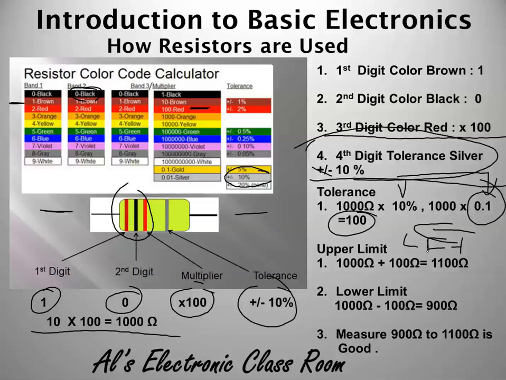Okay, now my upper limit is the value of my resistor plus 100, so 1,100 ohms. My lower limit, 1,000 ohms minus 100 ohms is 900 ohms. So if I measure this resistor, and the low end is 900 ohms to the upper end, which is 1,100 ohms, if I'm within that window, the resistor is good.